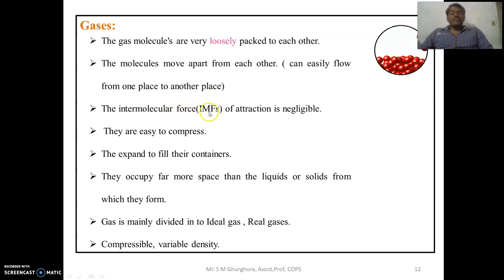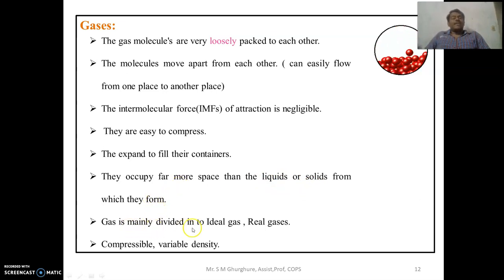The intermolecular force of attraction is negligible in the gaseous state of matter as compared to the solid as well as the liquid states of matter. They are easily compressed, they can expand, fill their container, and they occupy far more space than the liquids and solids from which they are formed.